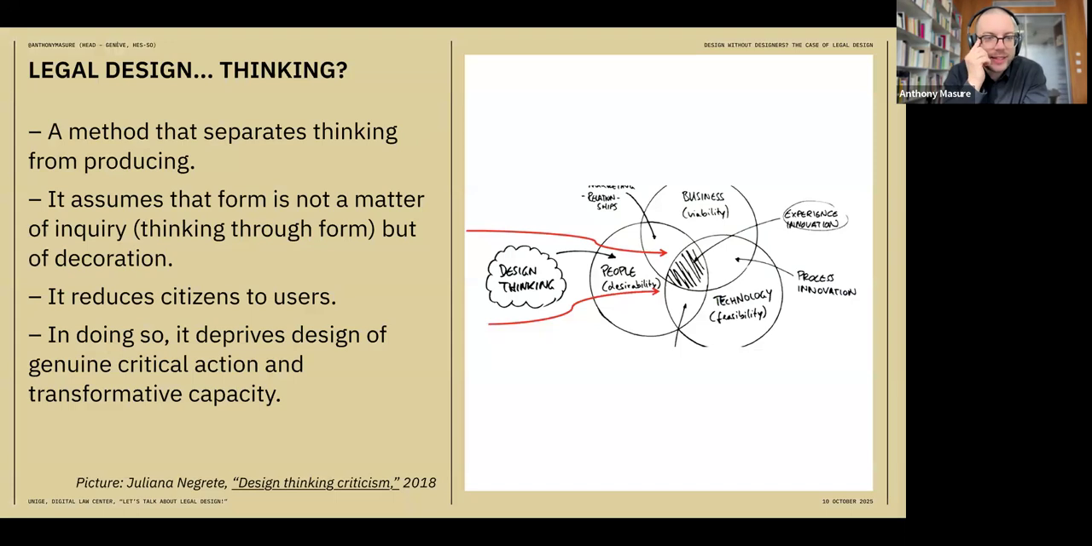So legal design thinking is the main method today. It's a method that separates thinking from producing, which is, for any design student or professional, a contradiction. We can't separate both. It assumes that form is not a matter of inquiry, but a kind of decoration, like in the London exhibition two centuries ago. It reduces, or it can reduce, citizens to users, because UX design is user experience design, but a citizen is not only a user. And it deprives design of genuine critical action and transformative capacity.